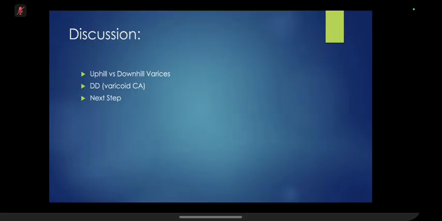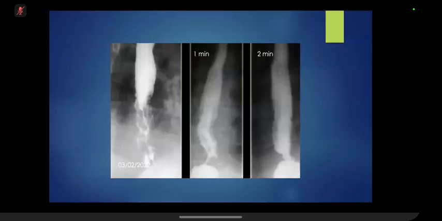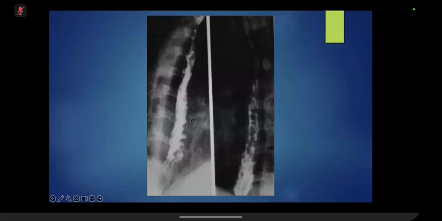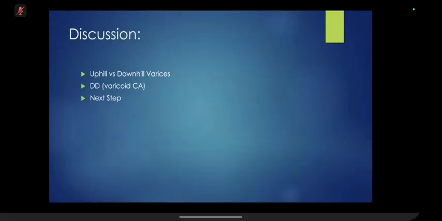Now, when we saw the barium examination, we really couldn't exclude the possibility of CA, especially in this case. See, the lumen appears to be very irregular and tortuous, although it is throughout the length. But as it's in the old age, we really couldn't say that this is just because of varices. So the patient did endoscopy, and it was found that there is no malignancy. So this case was only for varices, but you need to exclude varicoid CA in the old age.